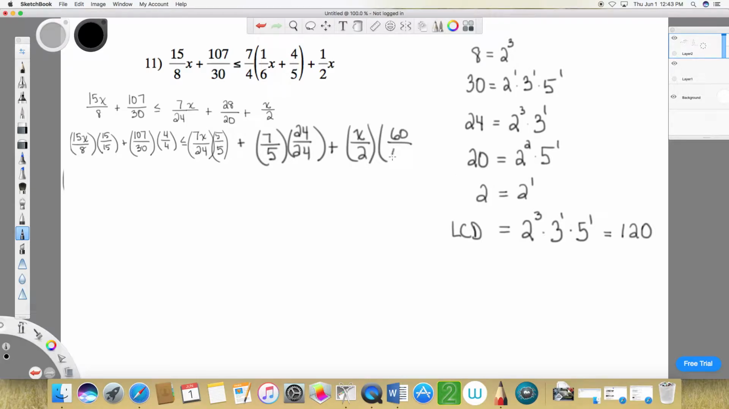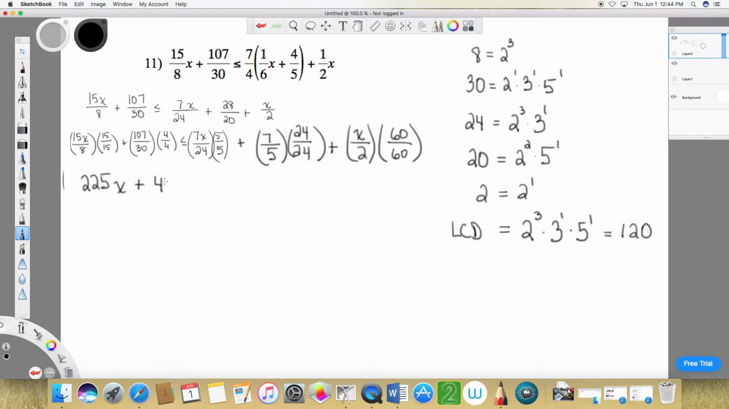That's easy to see. All right, so now with a common denominator of 120, if I multiply all of these terms by 120, all these denominators cancel. And since I'm multiplying by a positive 120, the inequality arrow does not change directions. So I got 15x times 15, which is 225x. I've got 107 times 4, and 107 times 4, I'm getting is 428.